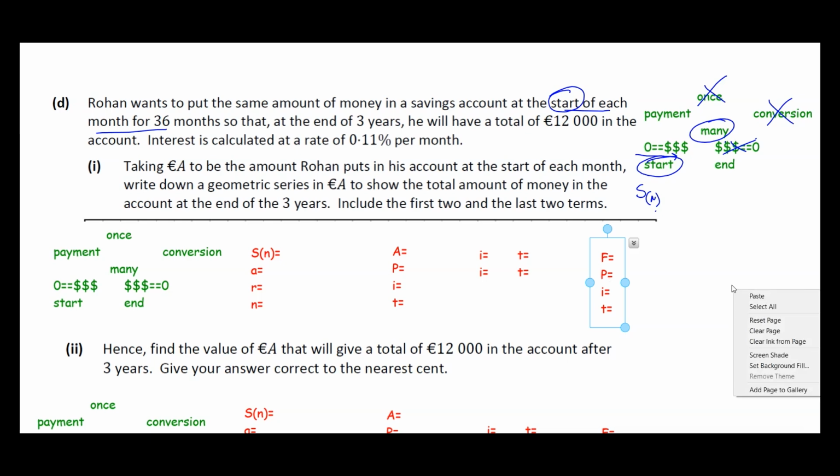Okay, right. Let's look at the first part. Taking A to be the amount Ronan puts in his account at the start of each month. So we are not told how much. We are saying he puts a certain amount. Write down a geometric series in A to show the total amount of money in the account at the end of the 3 years. Include the first two and the last two terms. So I need to give them the first two and the last two. They are not looking for all of them in between.